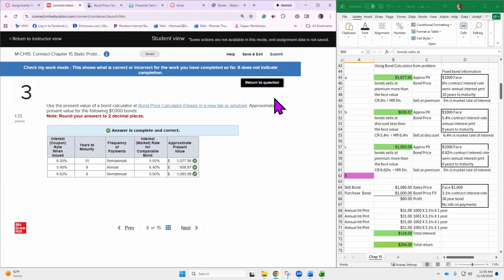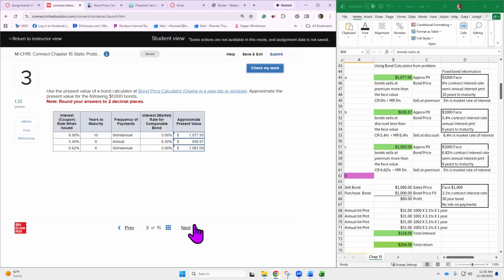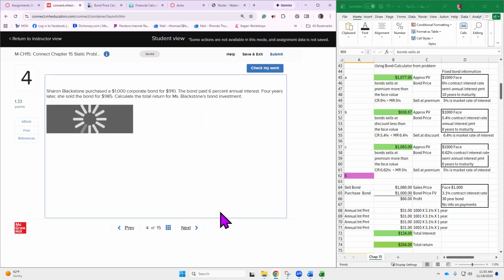Anybody have any questions about that? When you put all your information down, I think it's pretty straightforward. You know, so you just got to get those vocabulary terms about bonds kind of under your belt.